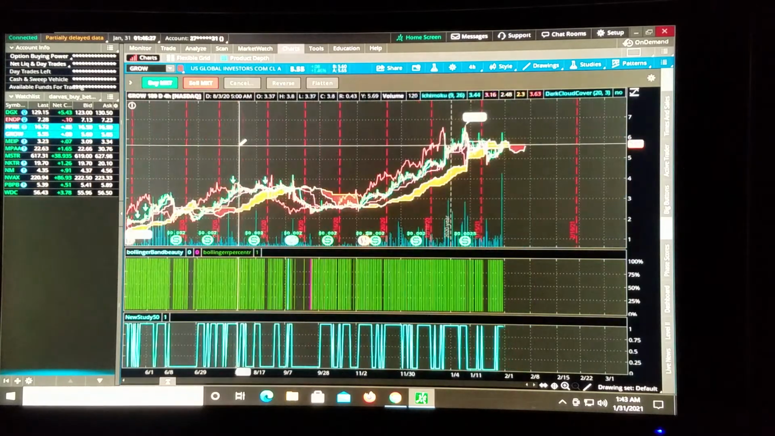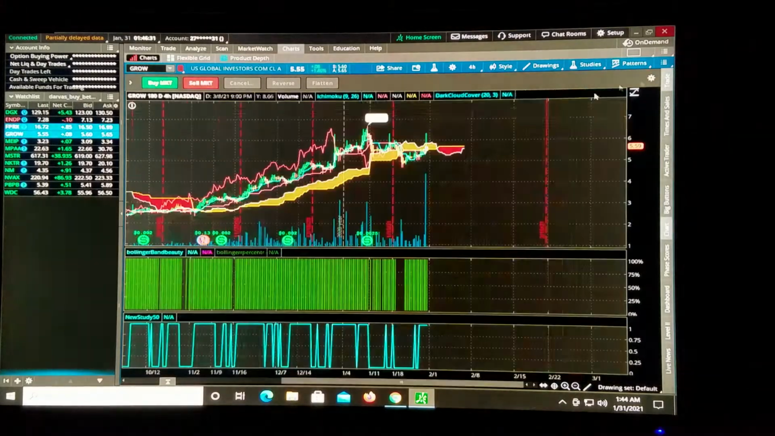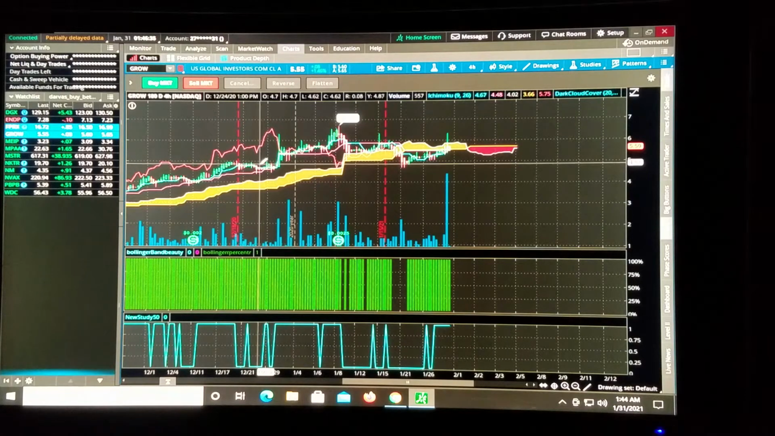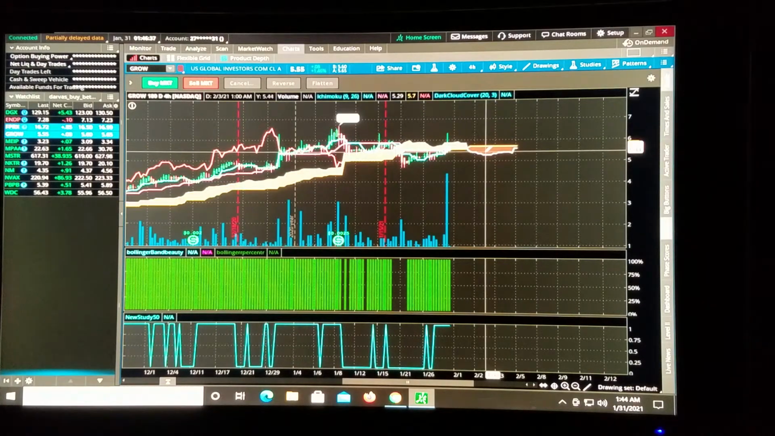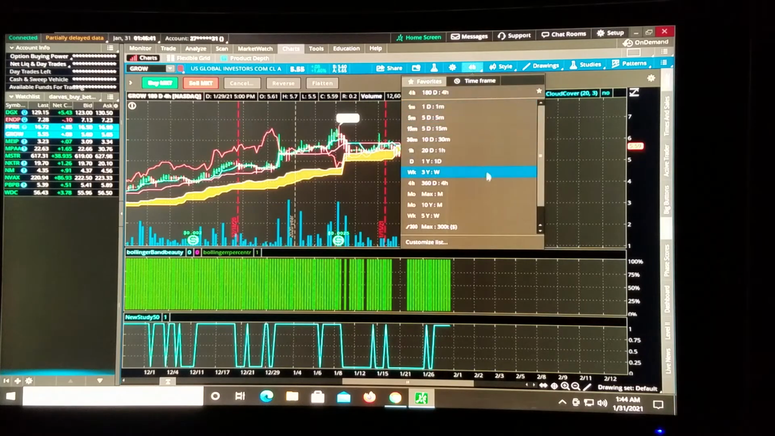Okay, so we've got GROW here, U.S. Global Investors at 550. Okay, this looks highly overextended with a little bit of downwards pressure, and yeah, things just don't really look so great here.